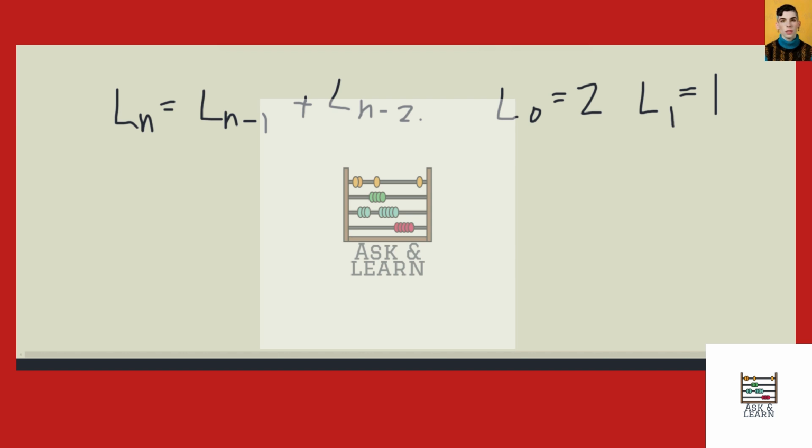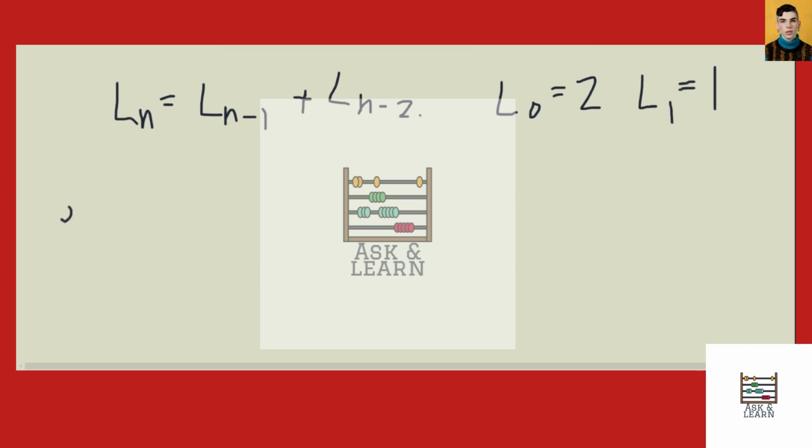We are given the definition of the Lucas numbers and initial conditions for the Lucas numbers. We are asked to answer some questions about them. So they satisfy the recurrence relation L_n equals L_{n-1} plus L_{n-2}, and the initial conditions L_0 equals 2 and L_1 equals 1.